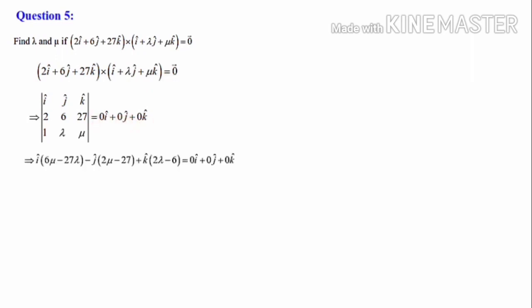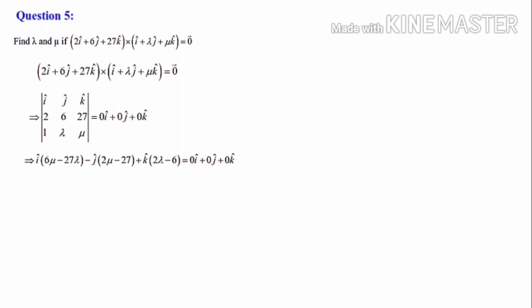Let's expand it. i cap into, with that row and column gone, 6 mu minus 27 lambda, minus j cap into, with that row and column gone, 2 mu minus 1 into 27, which is 27, plus k cap into, with that row and column gone, 2 lambda minus 1 into 6, which is 6, equal to the right hand side, as it is, 0 i cap plus 0 j cap plus 0 k cap.